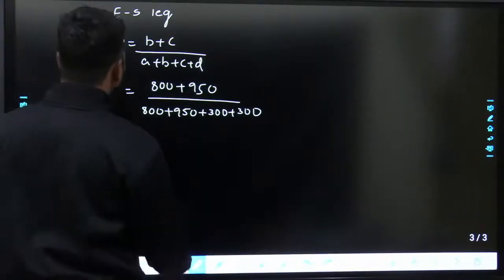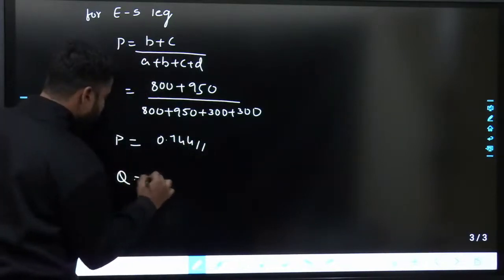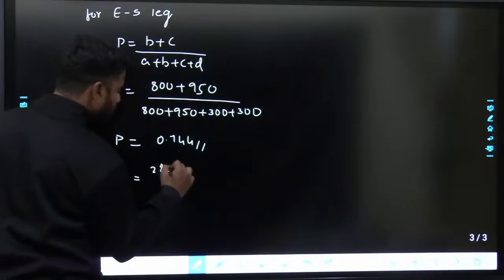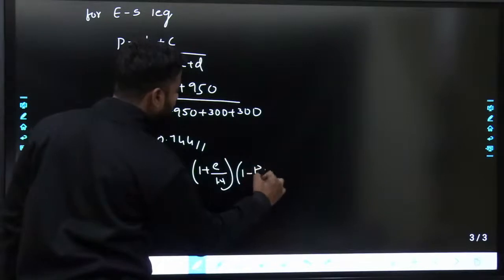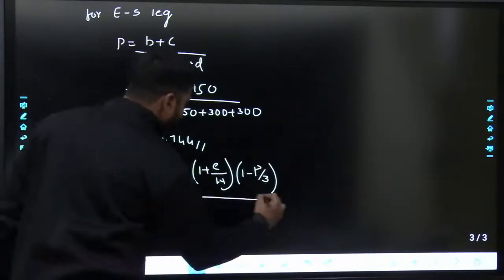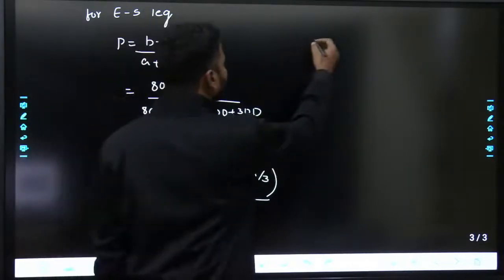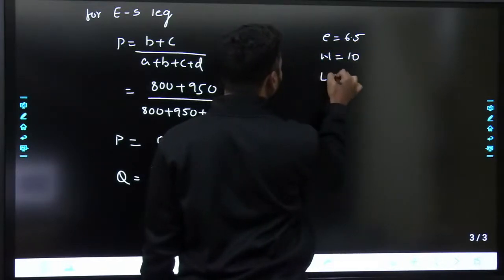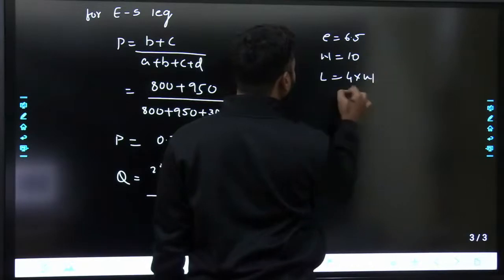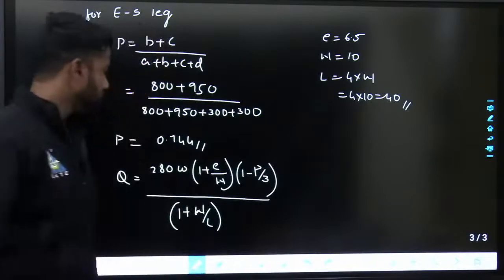So this value is 0.744, and Q equals 280 times W multiplied with 1 plus E by W multiplied with 1 minus P upon 3, upon 1 plus W by L. So E equals 6.5, and W we have taken as 10, L we have taken as 4 times W, that is 4 times 10, that equals 40. This is 40, right?